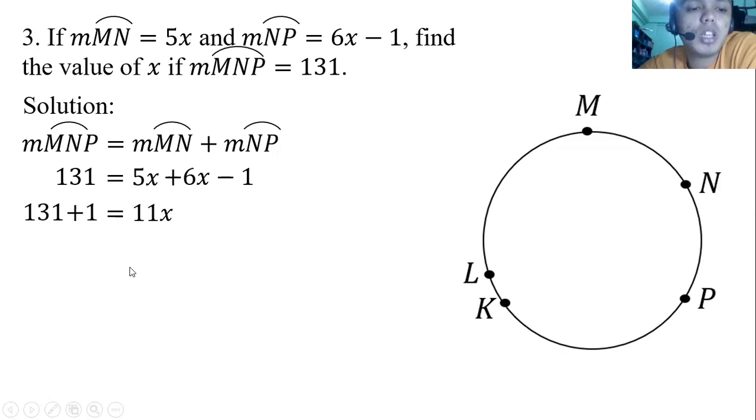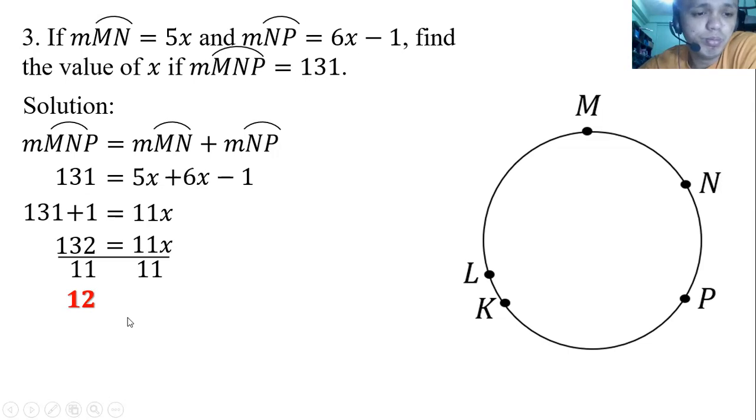131 plus 1 equal to 5x plus 6x is 11x. 131 plus 1 is equal to 132. Then divide both sides by 11. 132 divided by 11, that would be equal to 12. Cancel this out, then your x is 12. Okay? So, madali lang.